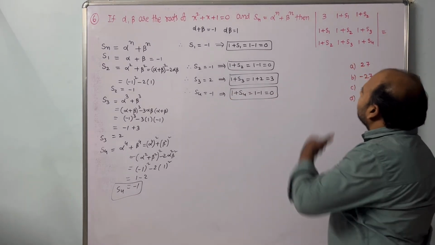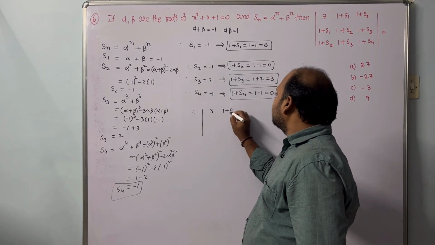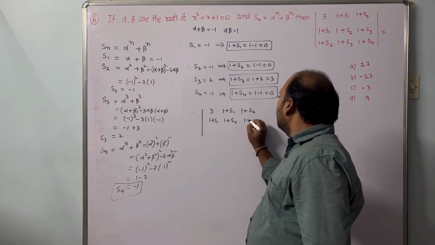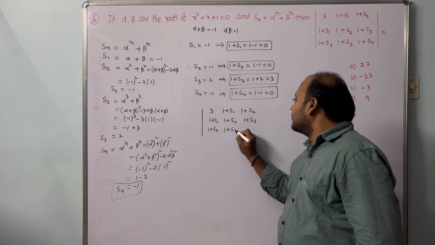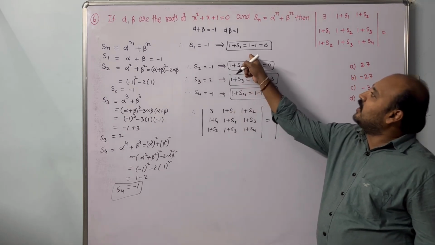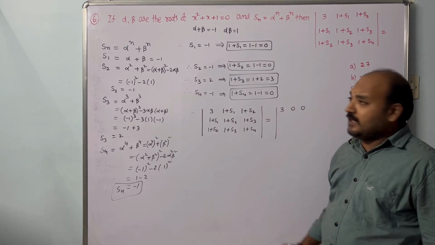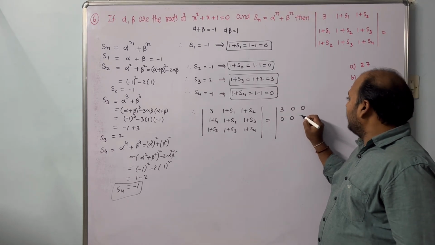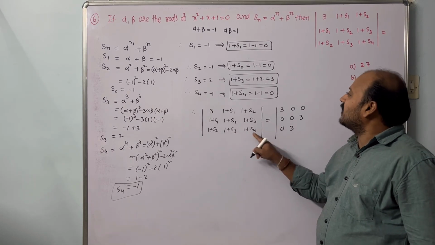Now come to the required one. Therefore the determinant of 3, 1 plus S1, 1 plus S2; 1 plus S1, 1 plus S2, 1 plus S3; and the last, third row, 1 plus S2, 1 plus S3, 1 plus S4, is equal to: 3, 1 plus S1 value is 0, 1 plus S2 value is also 0. Next, 1 plus S1, 0; 1 plus S2, 0; 1 plus S3 value, 3. 1 plus S2, 0; 1 plus S3, 3; 1 plus S4, 0.